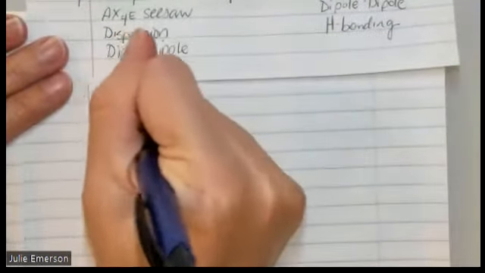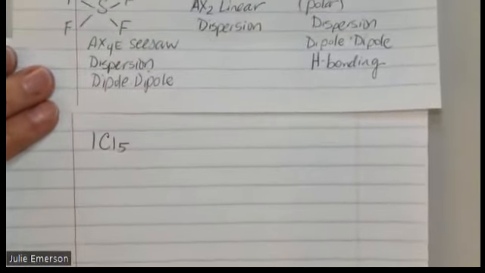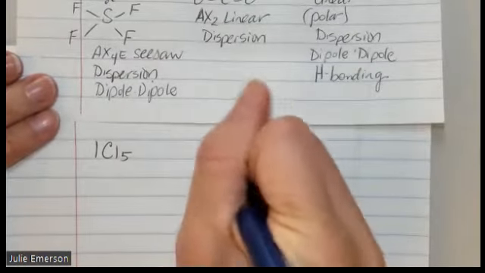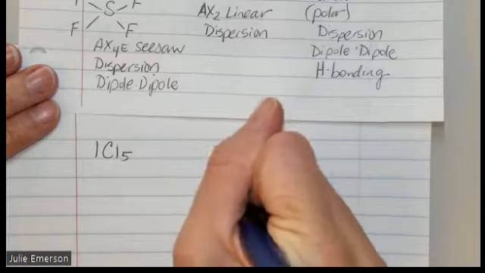Okay, so I maybe did that too quickly. Sorry. Two more. We've got ICl5. All right, so iodine pentachloride. So we've got the iodine and the 5 chlorines.